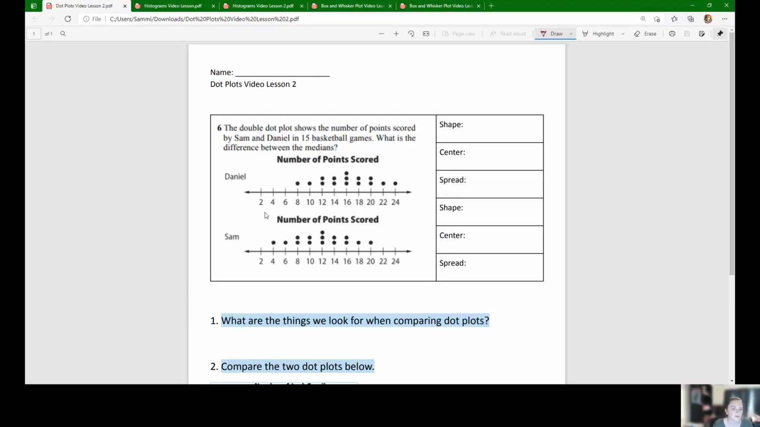So we have the double dot plot, which shows the number of points scored by Sam and Daniel in 15 basketball games. So they have a question, what is the difference between the medians? But we're going to kind of go through and talk about shape, center, and spread for each of them.